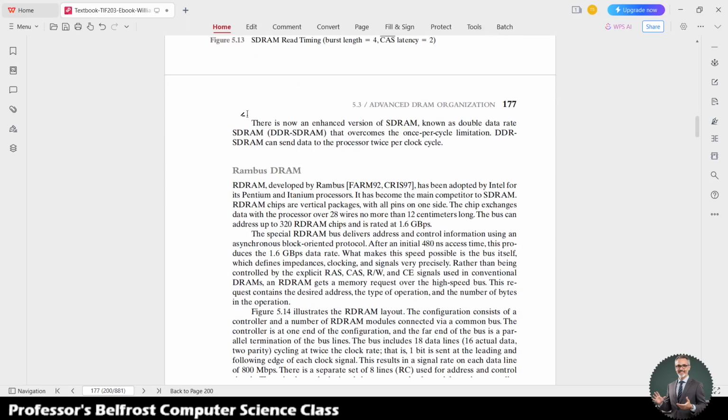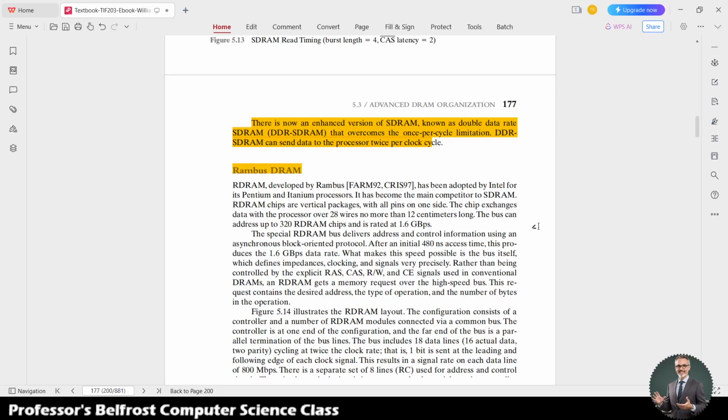And there's now an enhanced version of the SDRAM, which is known as double data rate SDRAM, DDR SDRAM, that overcomes the once-per-cycle limitation. This DDR SDRAM can send data to the processor twice per clock cycle.